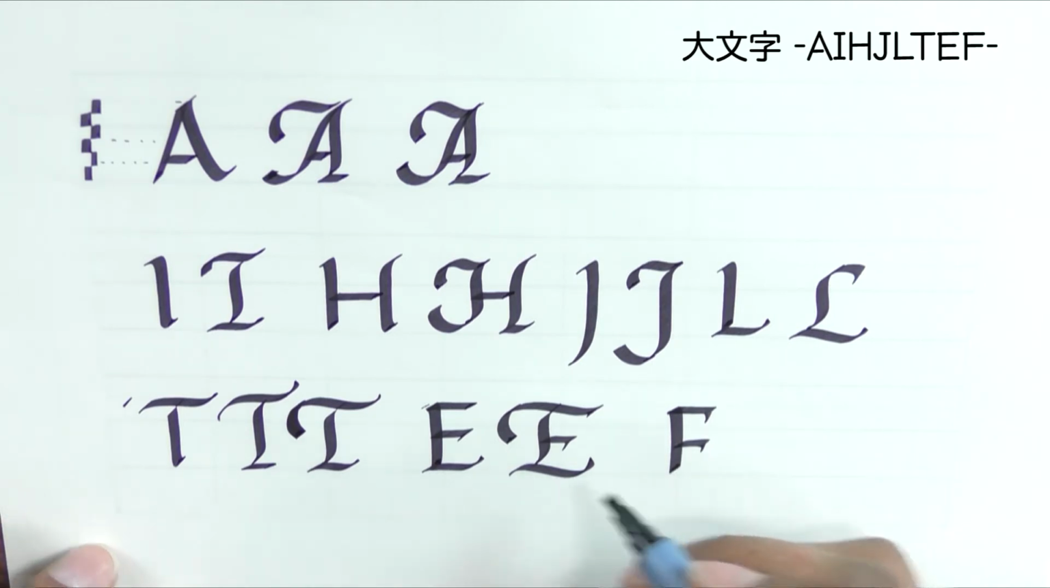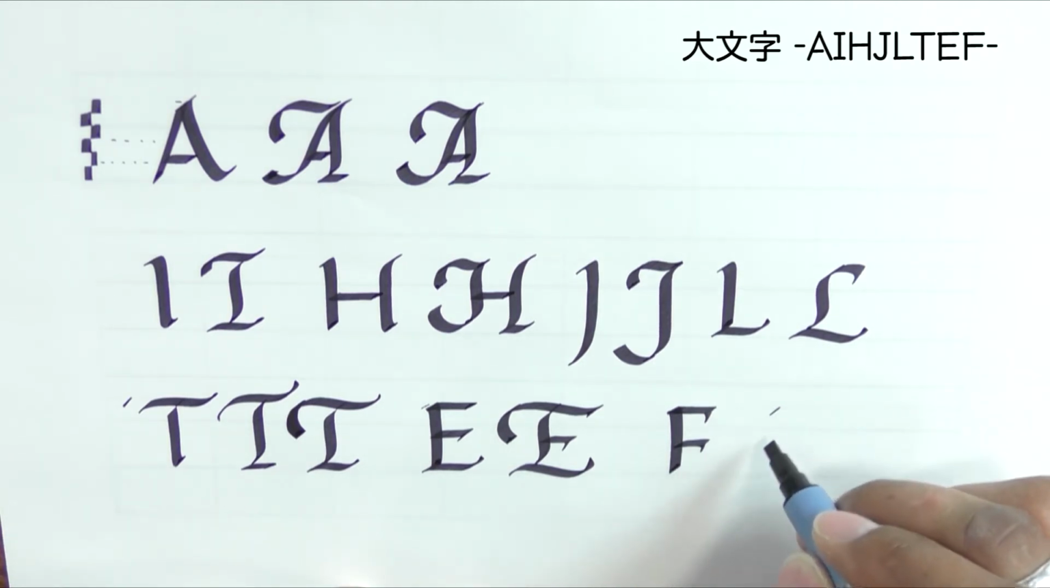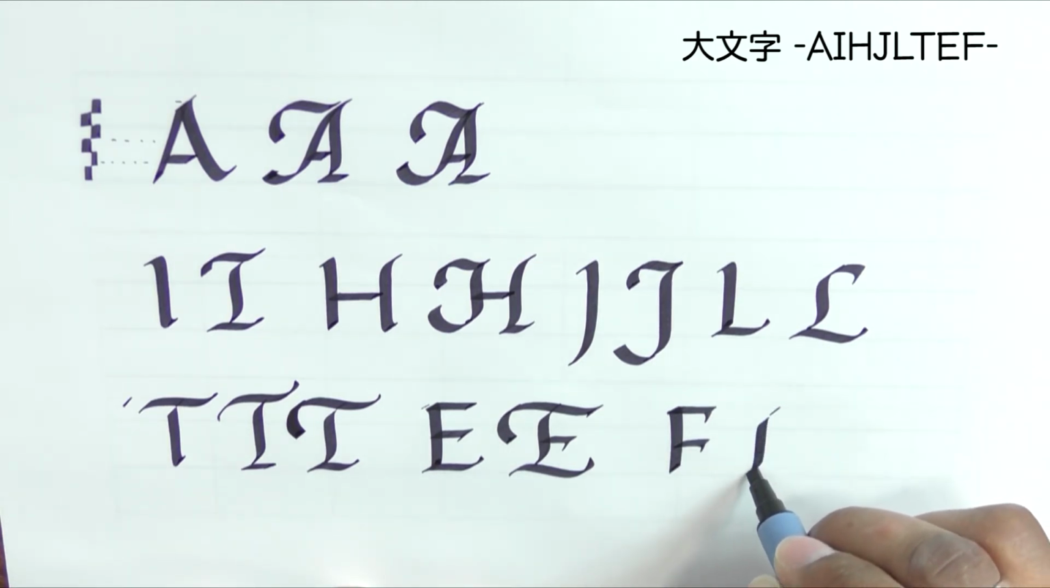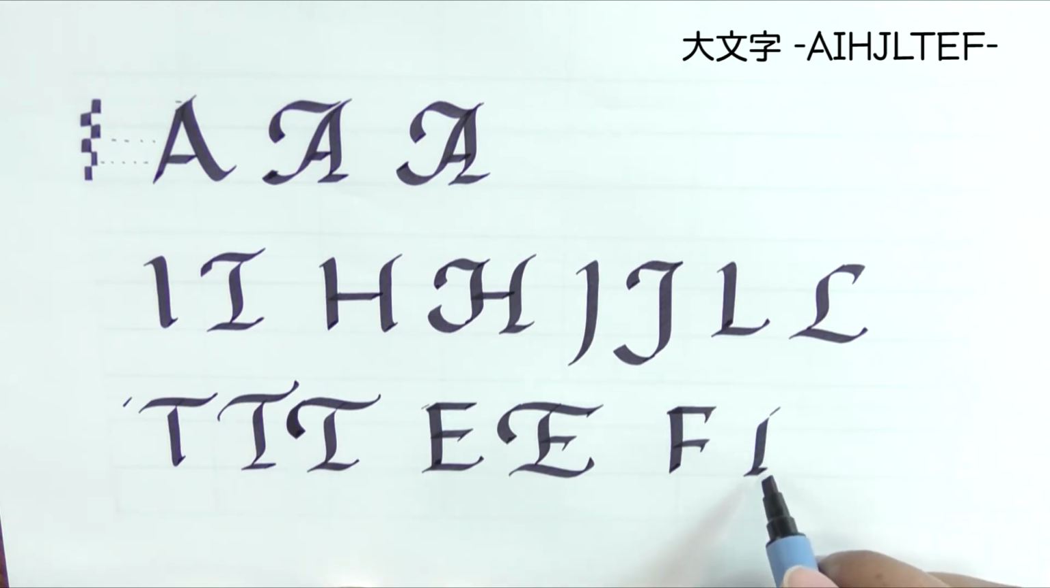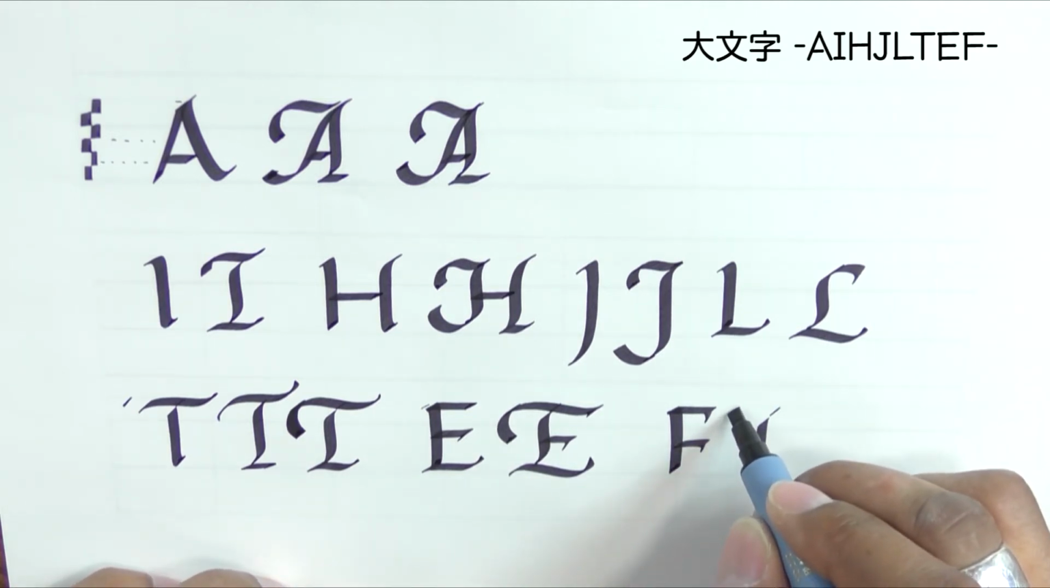Crossbar for the F is lower than the E. Notice I've made the little swash foot much shorter so it doesn't end up looking like an E.